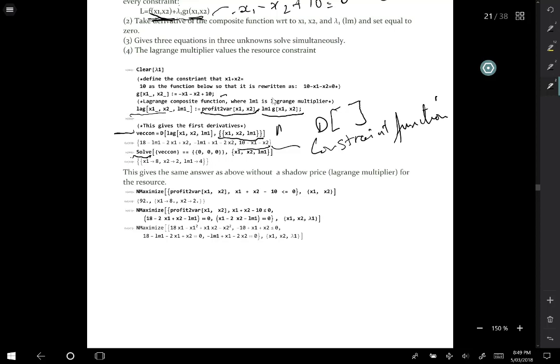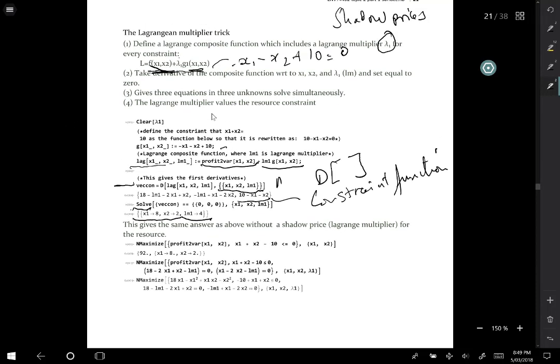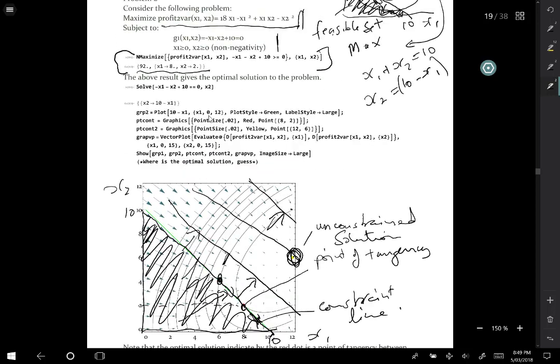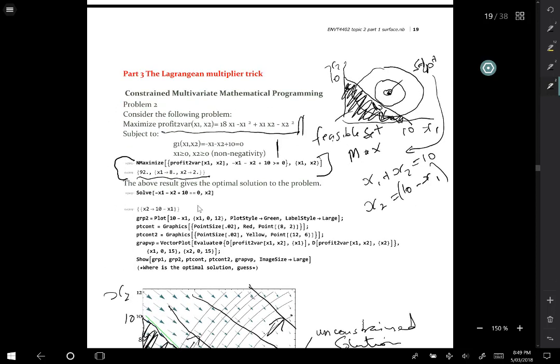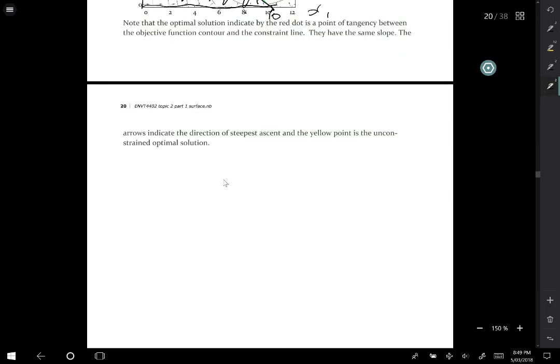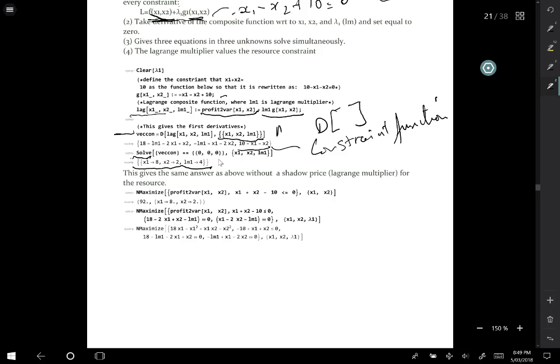We solve with respect to x1, x2 and the Lagrange multiplier, and we get the solution here, which is that x1 is equal to 8 and x2 is equal to 2 and the Lagrange multiplier is equal to 4. Okay, and if we shuffle back up here, we see that that is exactly the solution that we got from using nmaximize. So that was really quick and straightforward. This is much more involved, but it does explain how you solve these things.